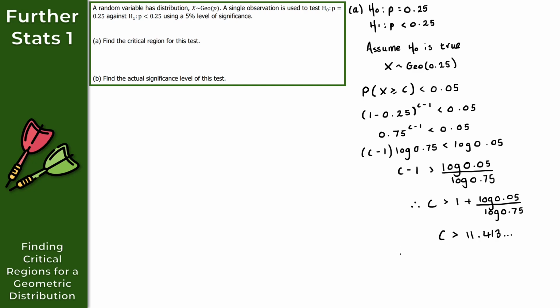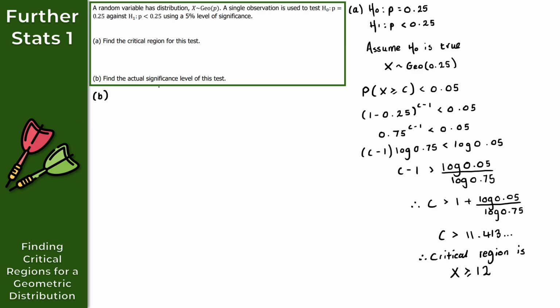So therefore the critical region, let me just write this underneath, is for X being greater than or equal to 12. Just note here, we round up for this value. So that's the solution to part A. Now for part B, it asks us to find the actual significance level of this test.